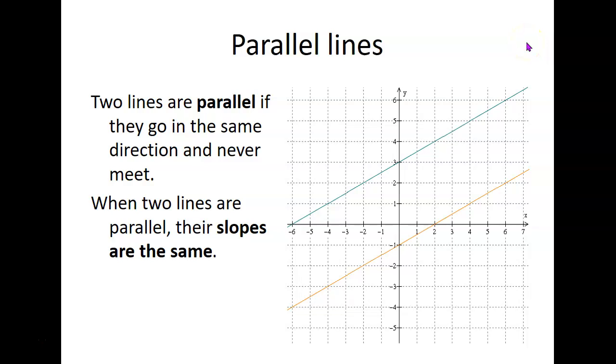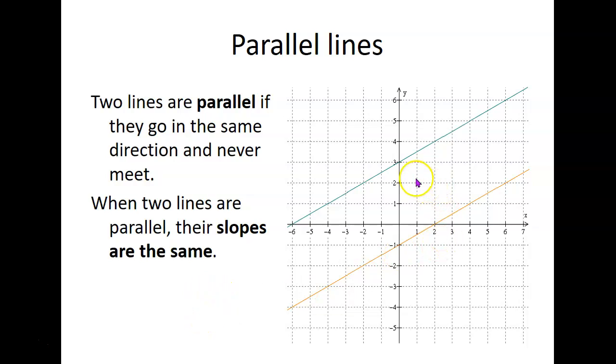Okay, we got a few more things to talk about with relation to straight lines and linear equations. We say that two lines are parallel if they go the same direction and they never meet. They never get any closer together or further apart. And that means that they have the same slope as each other.